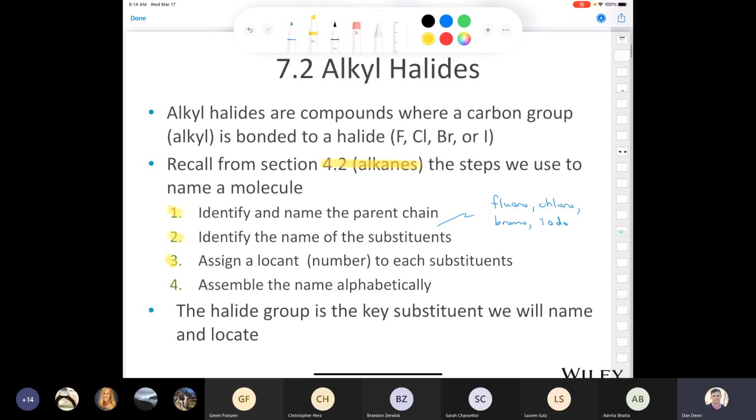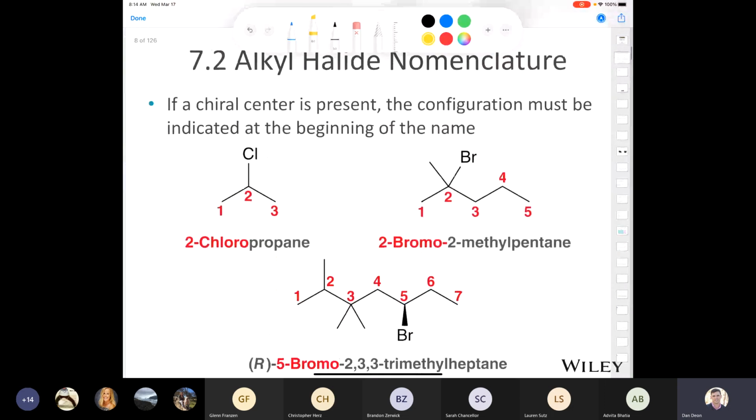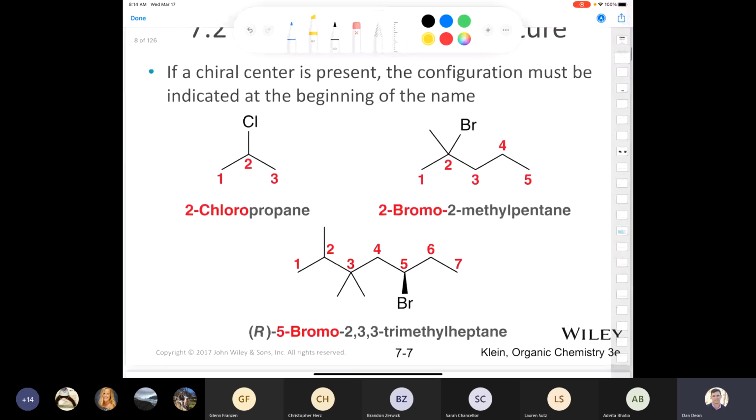Next, you assign a locant, which is nothing more than a number. It's just a fancy name that organic chemists use to mean a number for each of the substituents. And then we put everything together alphabetically. All right, there we go. The halide group, we're going to name that and locate that. So if we look at some examples here, a great way to study nomenclature is to always start out with a couple of examples. If you have a chiral center, we covered stereochemistry in chapter 5, so that can rear its head. And in fact, it will.